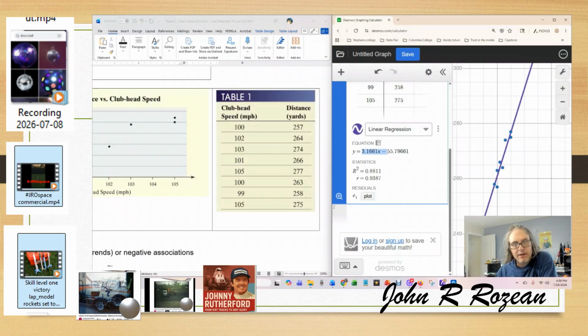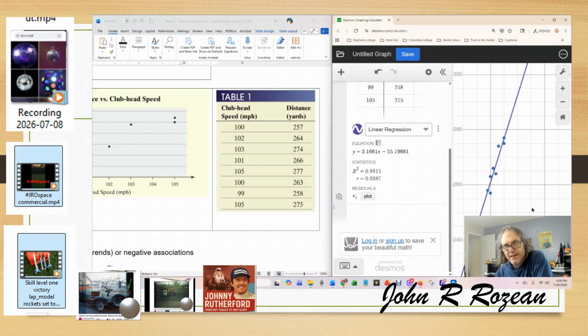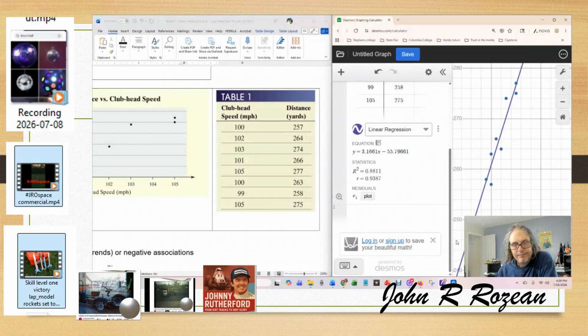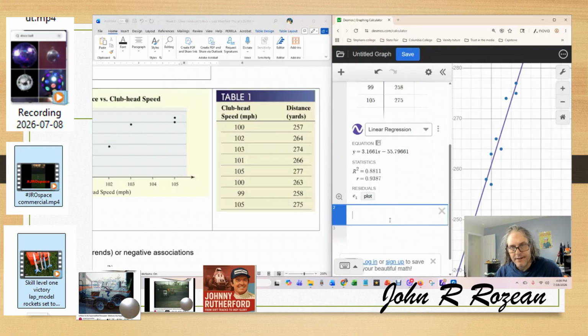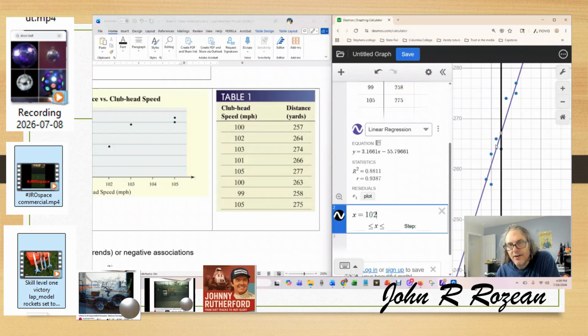And then there is our equation right there. Remember, we get into this concept of extrapolation. Our far left point is 99 and our far right point is 105. Within this range from 99 to 105, this is called interpolation. So let's just try a number between there. I think I was going to do 102. That's an interpolation. There's your prediction.